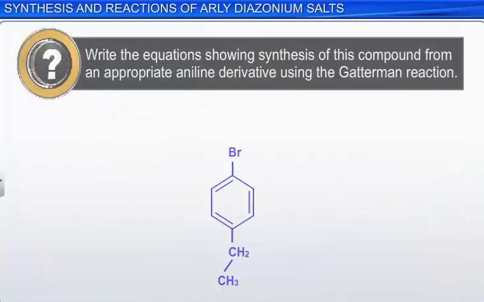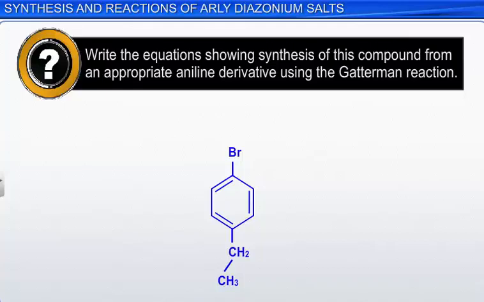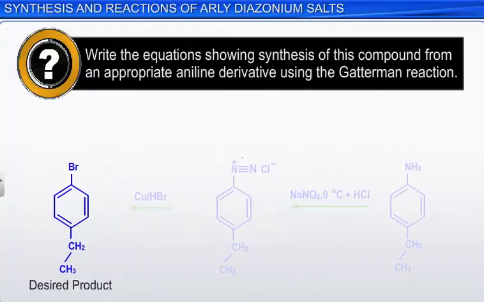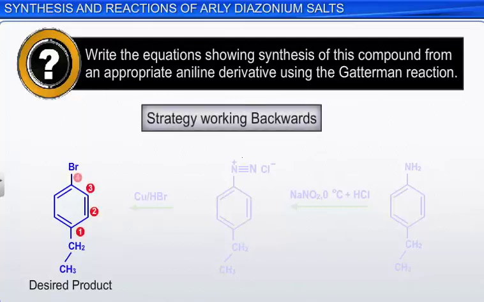Write equations showing the synthesis of this compound from an appropriate aniline derivative using the Gattermann reaction. With these types of problems, working backwards can be a very effective strategy. We need a bromine atom at position 4 on the aromatic ring. So we can carry out a Gattermann reaction using a diazonium group in the correct location. We can make the diazonium salt from the appropriate aniline derivative.